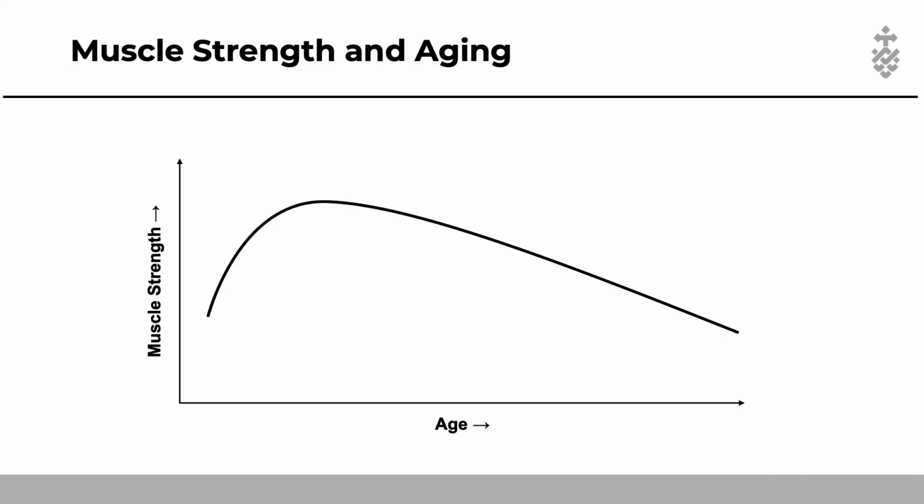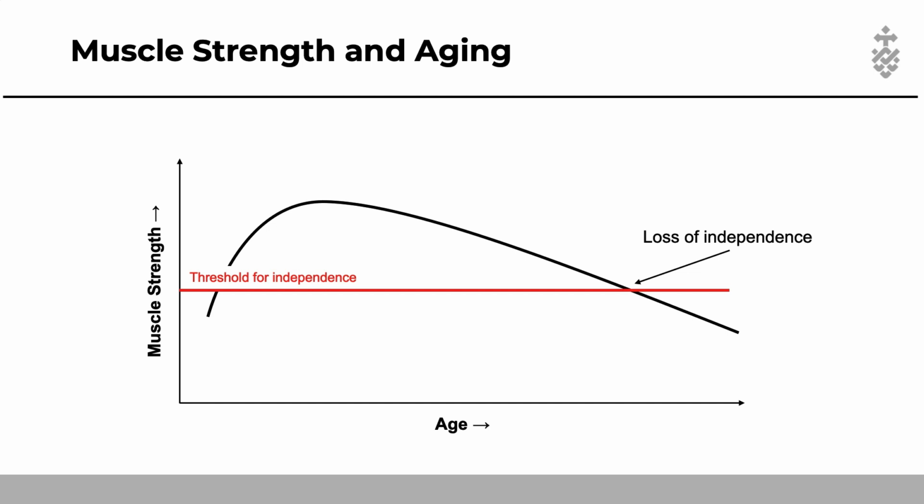So if we take a typical life curve and plot muscle strength against age, what we see is that when we're born, we grow, we reach adulthood, we have some kind of peak in strength there around the 20s or 30s. And then as we get older, we decline in our ability to produce muscular strength. Now, this red line here represents a threshold for independence. So this line represents the physiological requirements needed to perform a task independently. And as you get older, we cross this threshold of independence, and that is when we lose our independence.